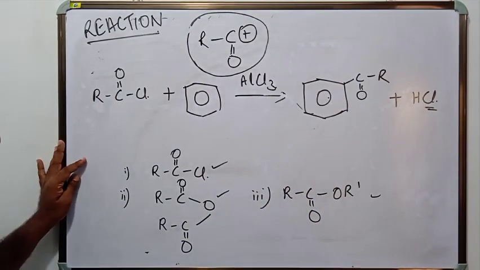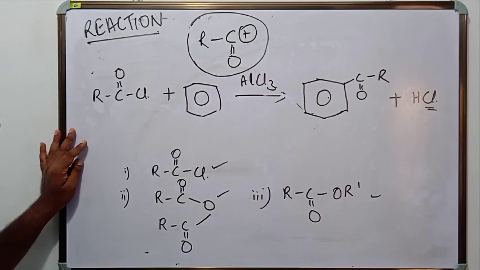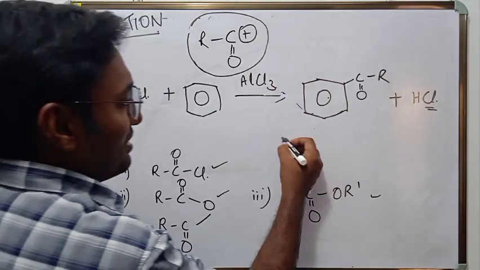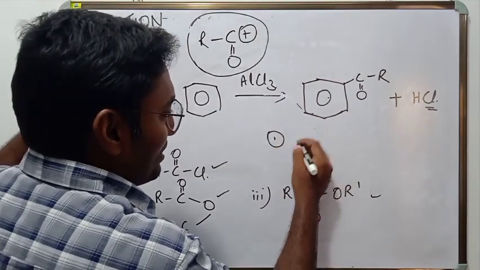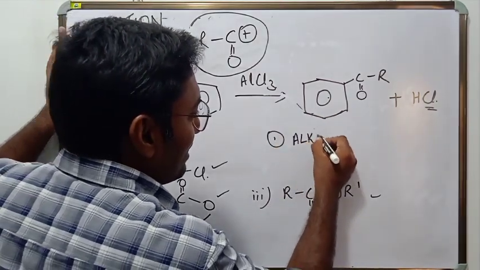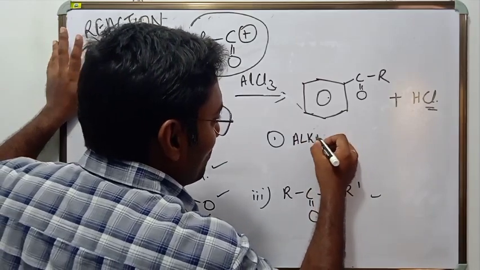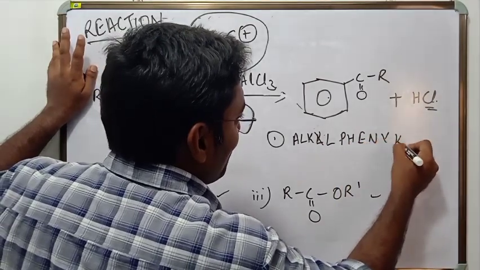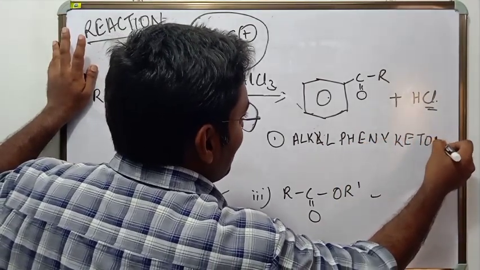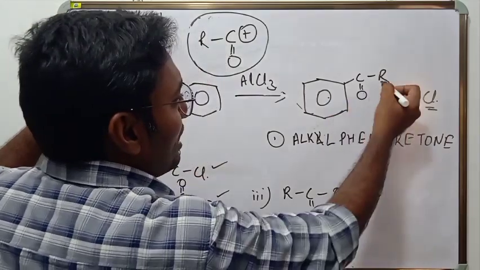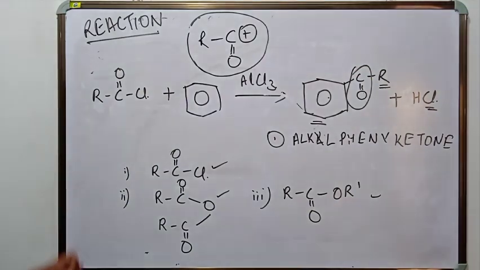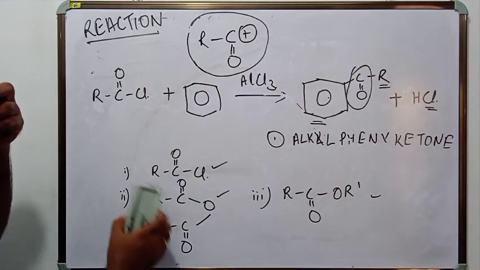Now what have we made through this? What have we achieved through this reaction? We have achieved one product. The product is alkyl phenyl ketone. So Friedel Crafts acylation is used in the preparation of alkyl phenyl ketone. Okay, so that is its first application.